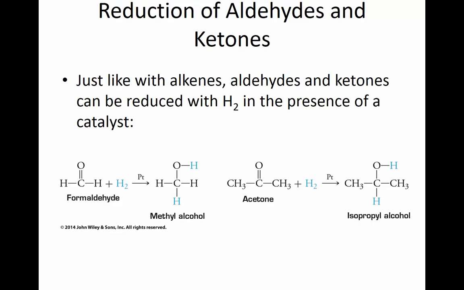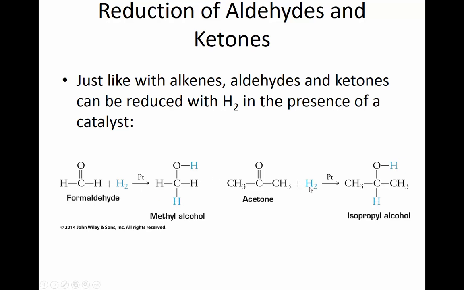Now, reduction of aldehydes and ketones. Just like with alkenes, aldehydes and ketones can be reduced with hydrogen in the presence of a catalyst. In this case, we're talking about platinum, and we'll talk more about the mechanism of this and the catalyst itself in a future lecture. So we have formaldehyde with hydrogen, and we can make methyl alcohol.